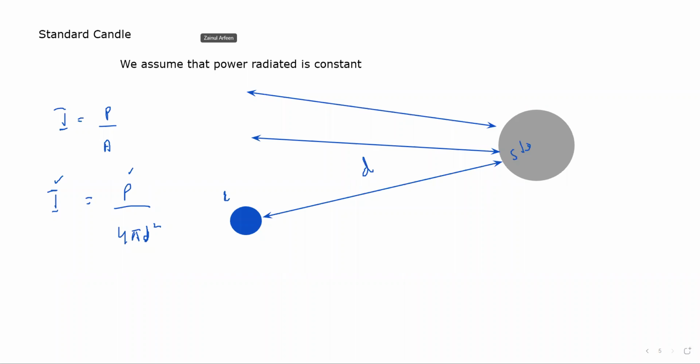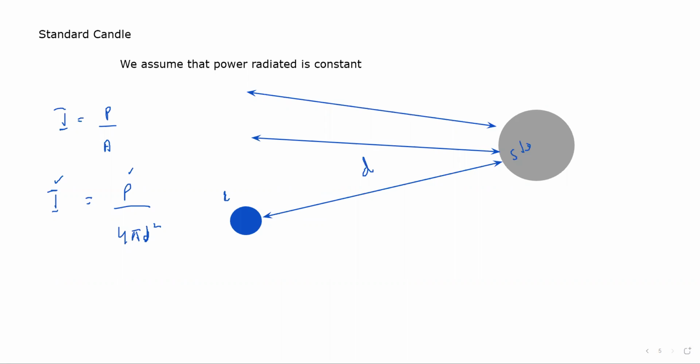So this technique is known as standard candle. Astronomical objects, stars with known luminosity or constant power, we call them standard candles, such as supernovae or Cepheid variables.